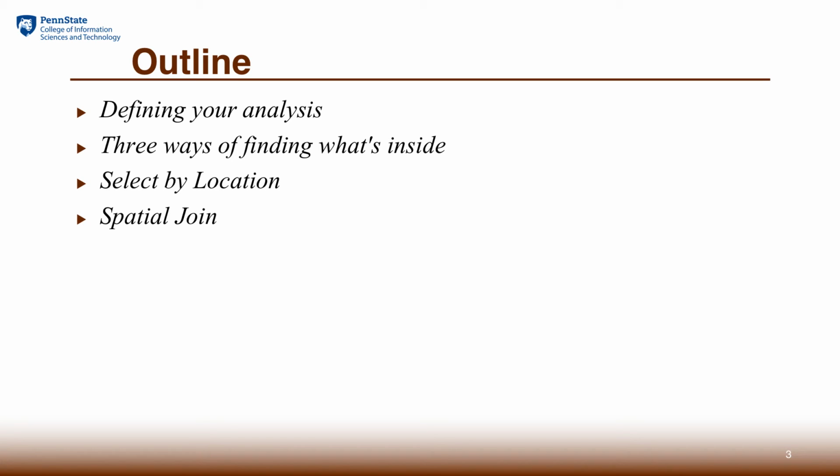And we're going to talk about three general ways of finding what is inside some area. In particular, we're going to learn two special methods that are supported by the Geographic Information System. One is called select by location, and the other method is called spatial joining. Both methods can be used to deal with finding what's inside, but they have very different use scenarios.